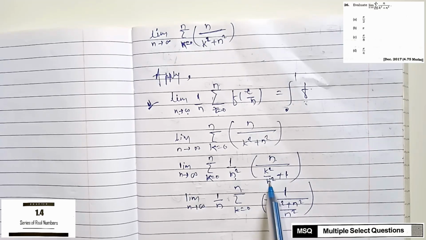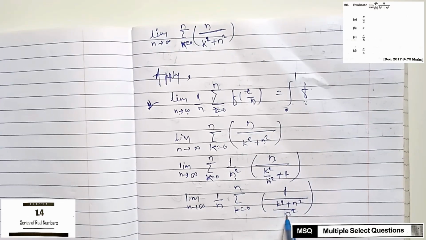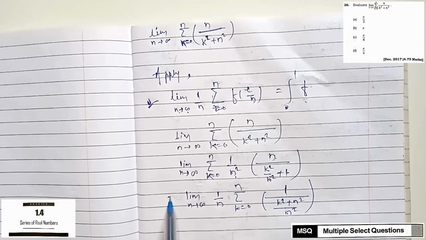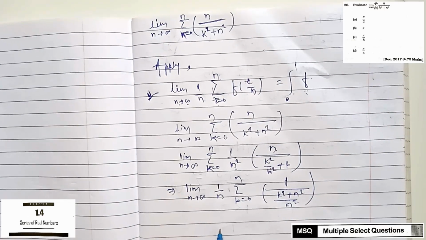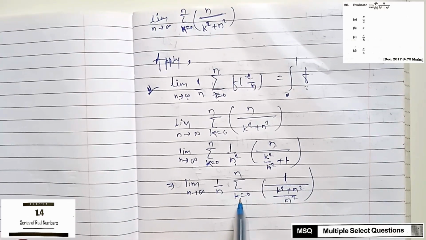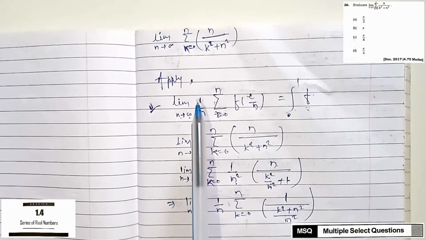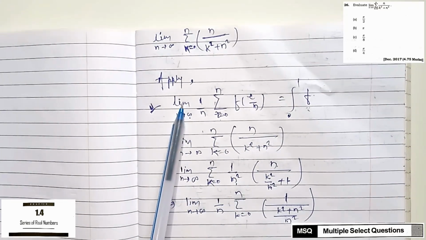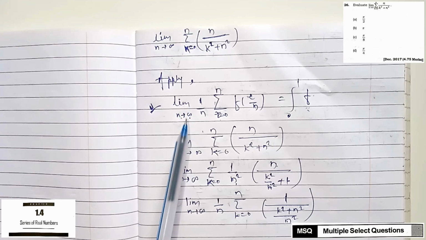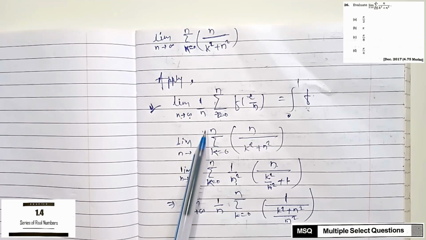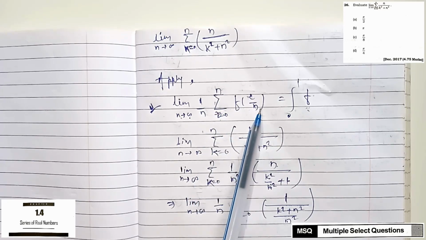So I have written here this plus this, so (k square plus n square) by n square. Okay, so this is the next term. Now what we have to do is simplify the term. Compare it with this one: limit n tends to infinity, 1 upon n as it is here, k running from 0 to n, f of r by n.